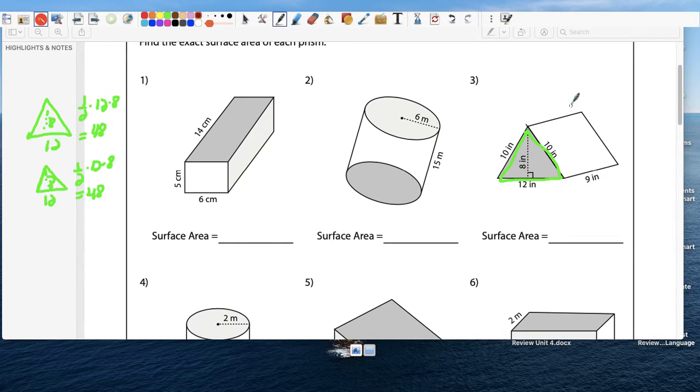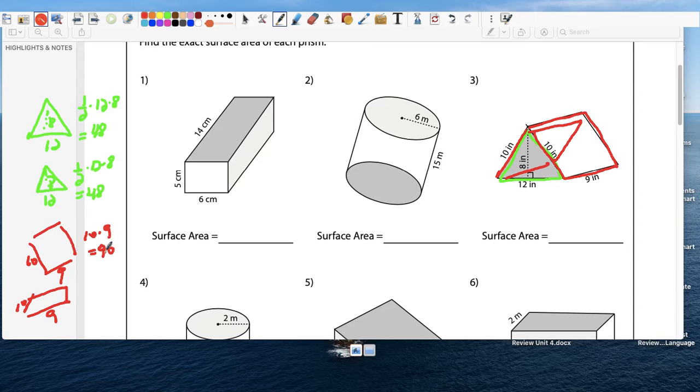And then let's do this side right here. And pick red. So let's do this rectangle. There's 3 rectangles. That rectangle is a 10, and this is a 9. And guess what? There's another one in the back here. And that's a 10 by 9 as well. So there's 2 10 by 9s. That's 10 times 9, which is 90. And we have a 10 by 9, which is also 90, on the other side.